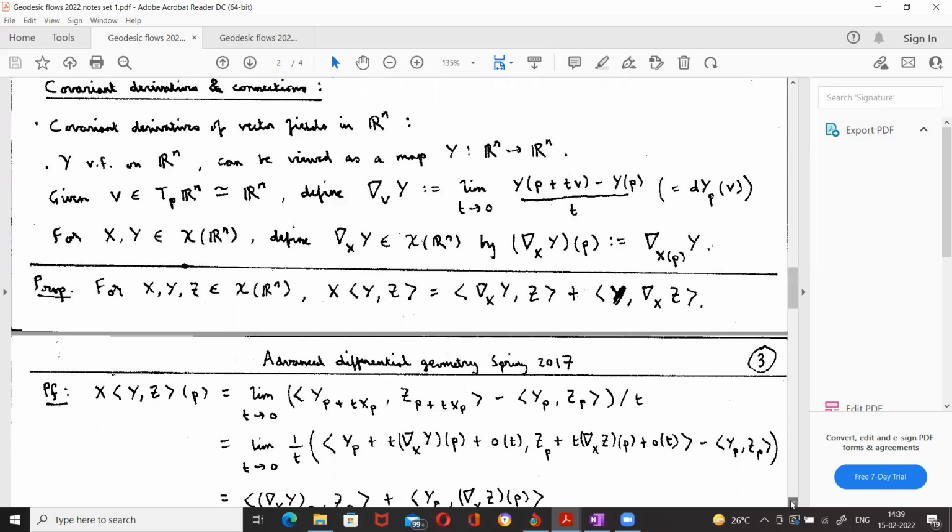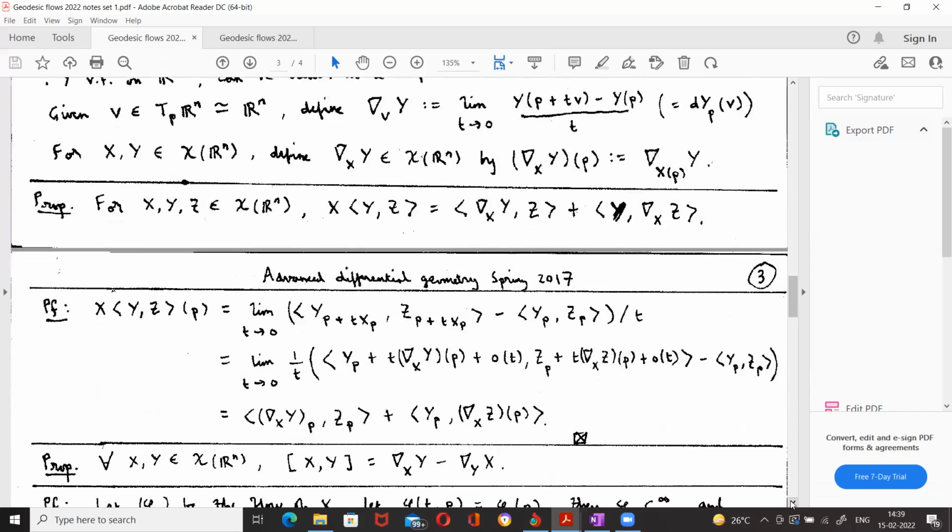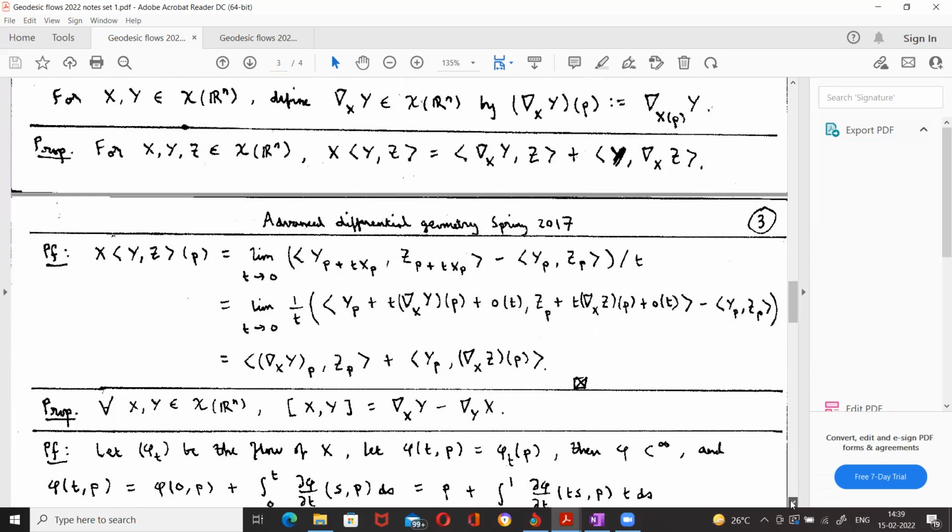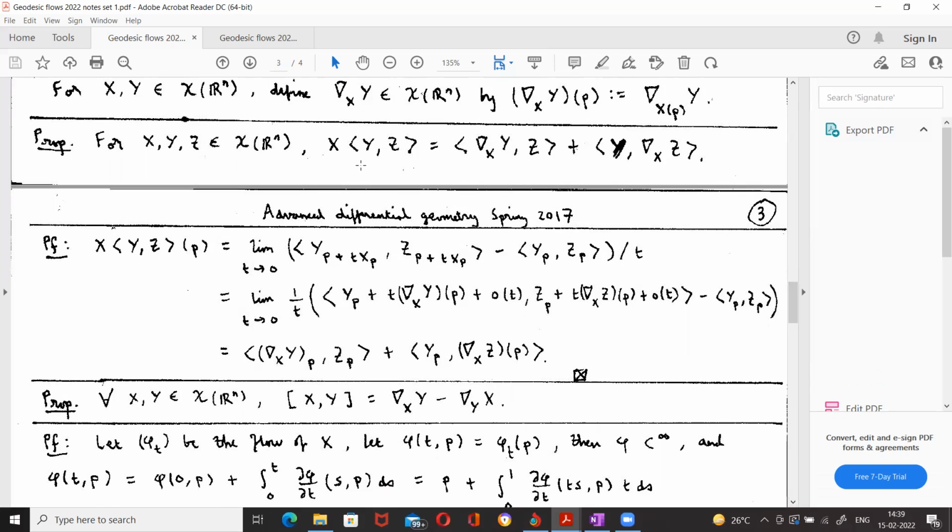Okay. Now, this covariant derivative satisfies some nice properties. So the first is again a Leibniz rule, a product rule, when I look at how it acts with respect to the inner product of two vector fields.